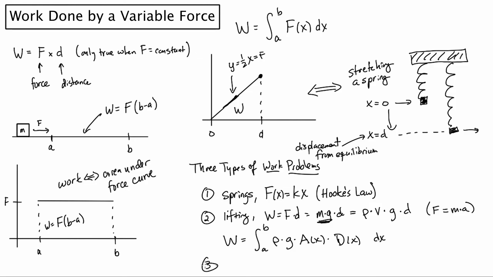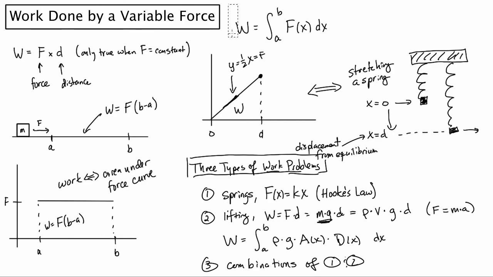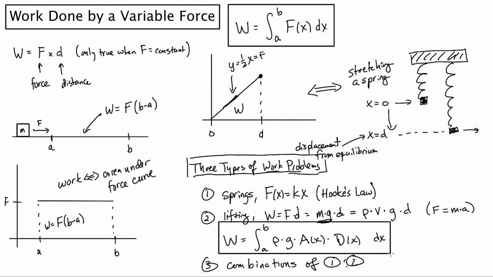And then finally, there's a third type, which is combinations of type 1 and 2. And so we're going to look in the videos ahead at a couple of different examples of each of these types and look at how to approach them and come up with the different values that we're going to need in order to solve them. But mainly there's two formulas here that you need to take away from this. One is the basic structure of the work integral, and the other is what we think of the work integral as being in the case where we're lifting.